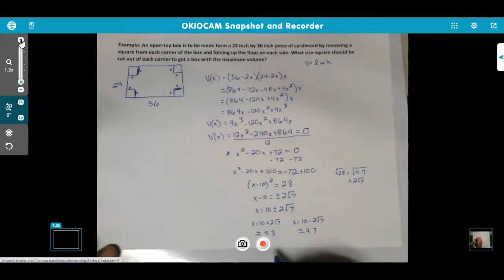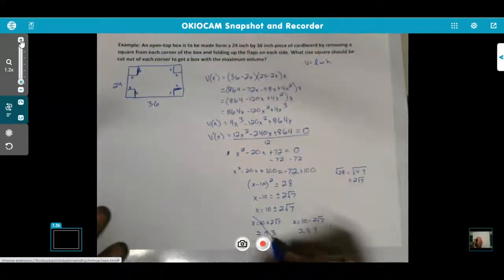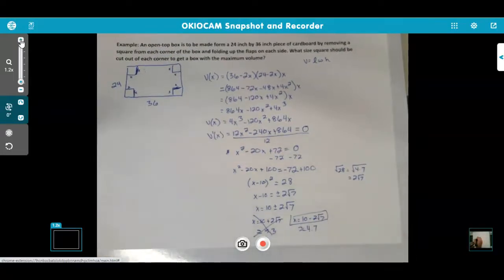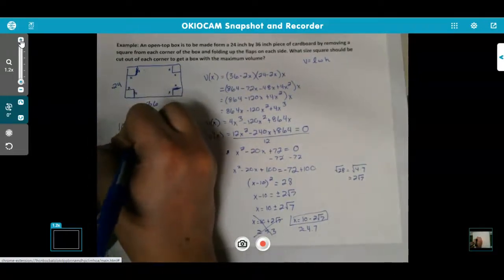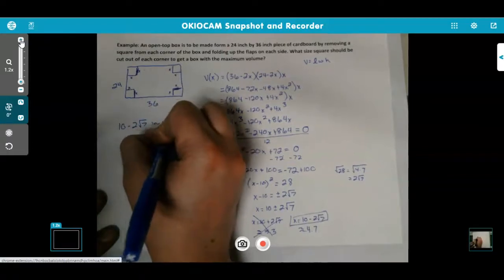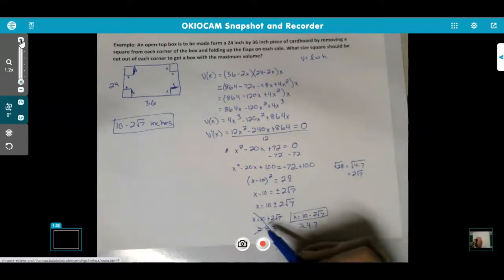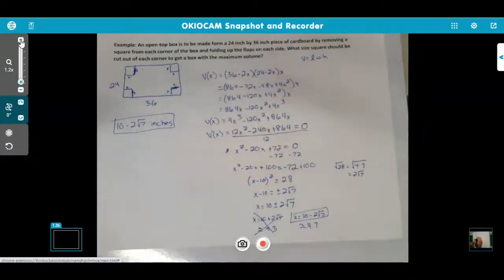So it doesn't make sense for it to be 15.3 because it would be too much here. So this one is not right. So it must be 10 minus 2 square roots of 7. So the amount I want to chop off is 10 minus 2 square roots of 7 inches. Again, we need to check and make sure that makes sense. If it was 15.3, I would have too much off of here.